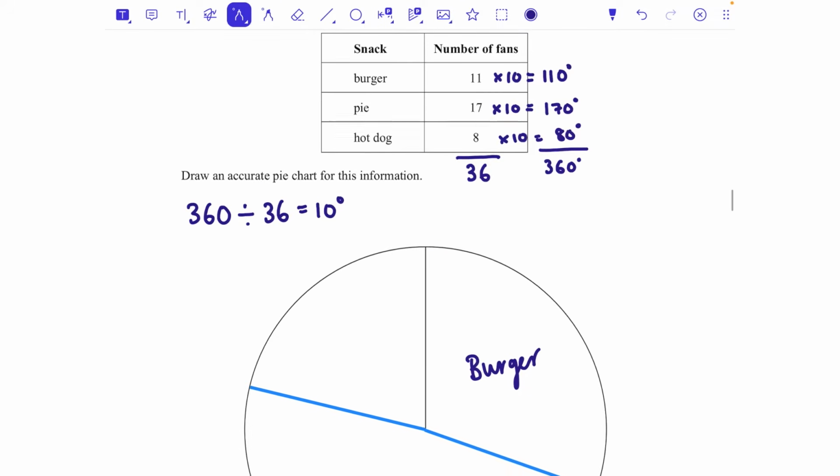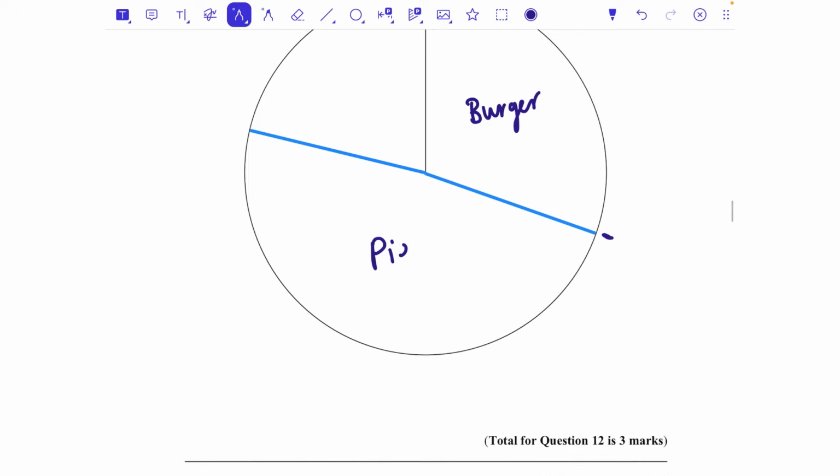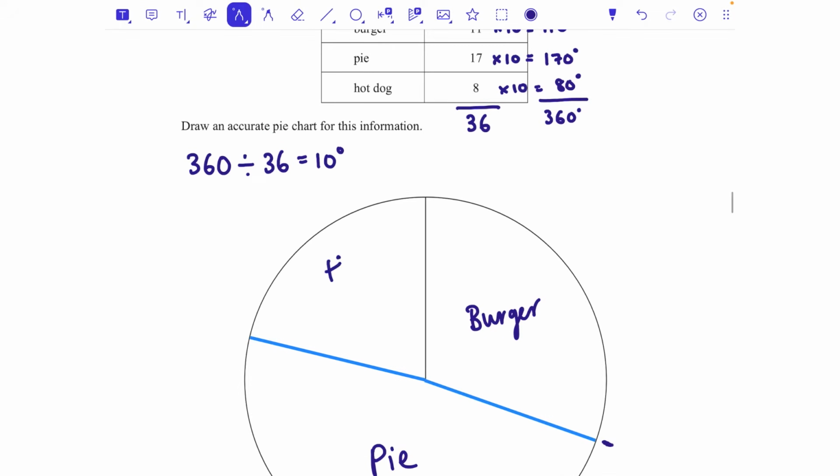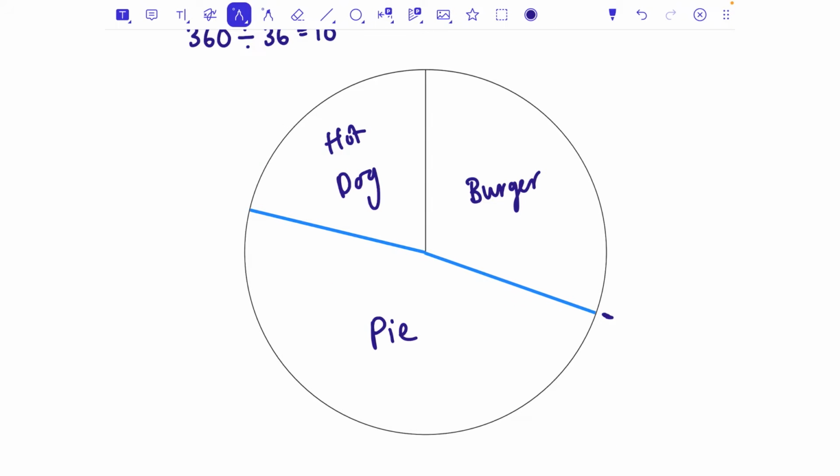So I've got 170 degrees and I'm going to label that pie, and then the last bit is hot dog, and that is 80 degrees, and you can always check. So crucially, you are moving your protractor round. The 0 should always be at the start of your new section.